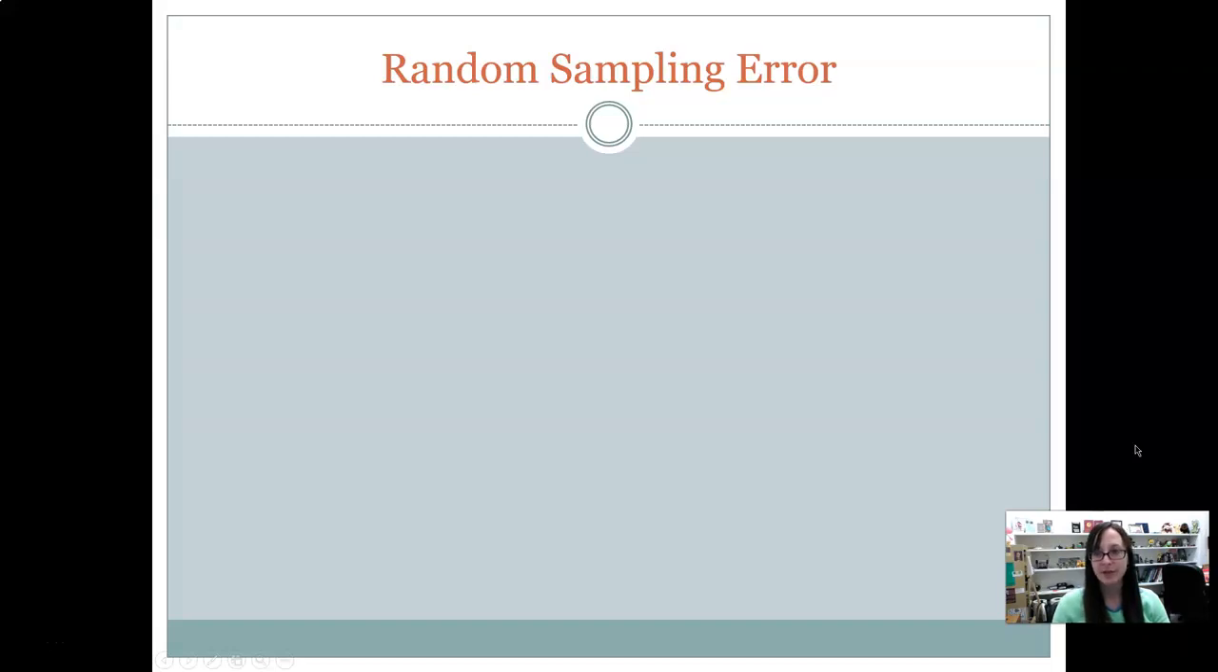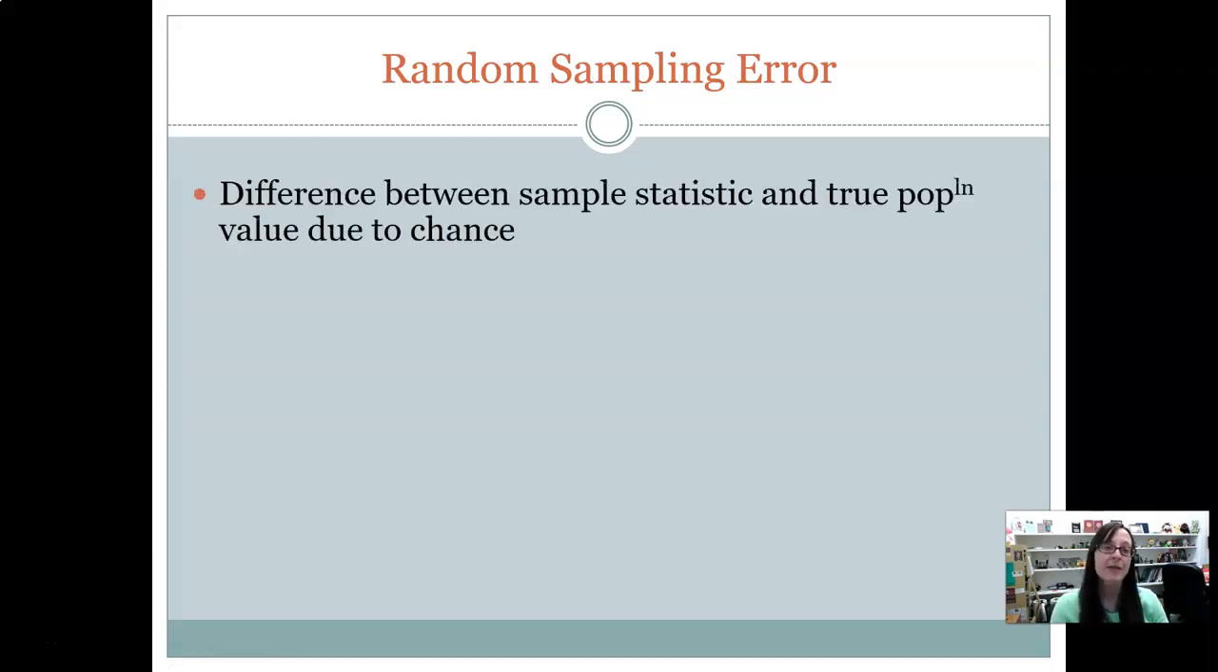Something that's relevant to sampling is the error that goes along with sampling. Because as you all know, there is always error anytime there's research, and in terms of gathering data and analyzing data, there's always going to be error of some kind. So this is just another type of error, and it's called random sampling error. And this is essentially the difference between the sample statistic and the true population value due to chance.